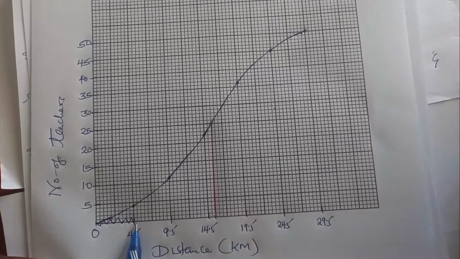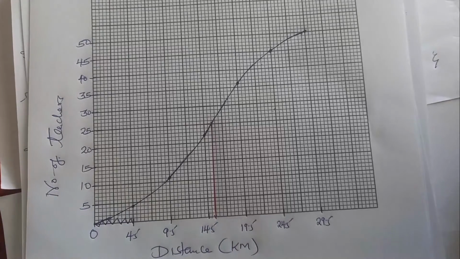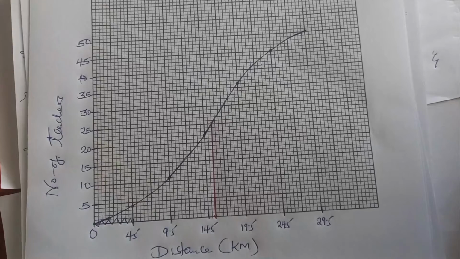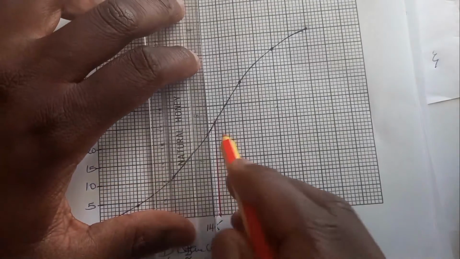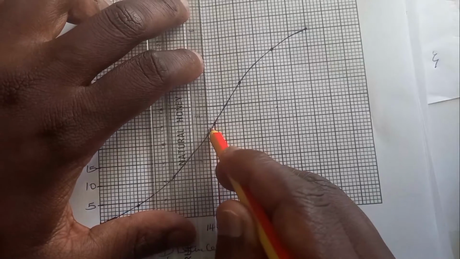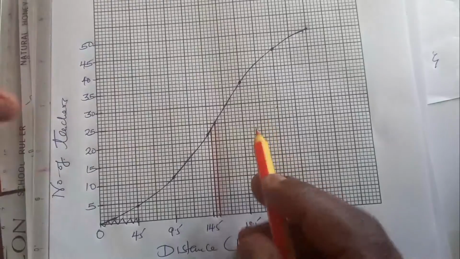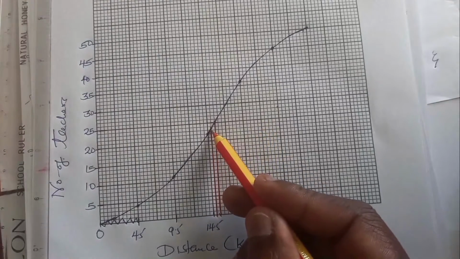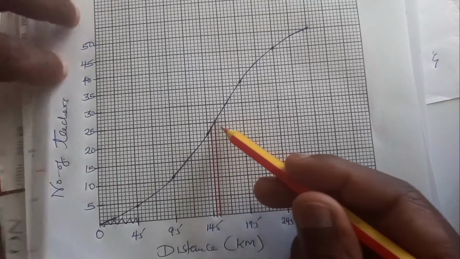Note the size of one small square is 0.5 on the x-axis. So 15 will be here. That is where we draw a straight line up to the point where it touches the curve. This is the point.